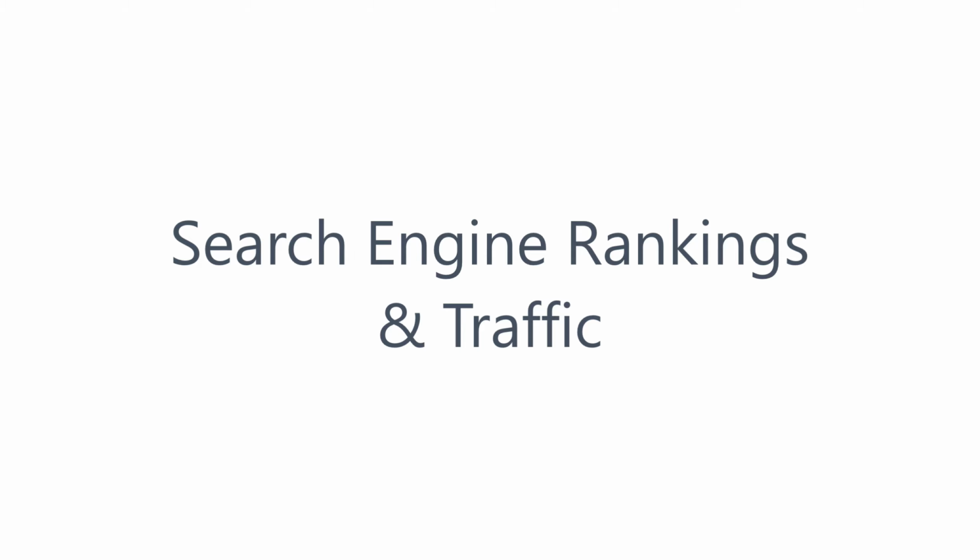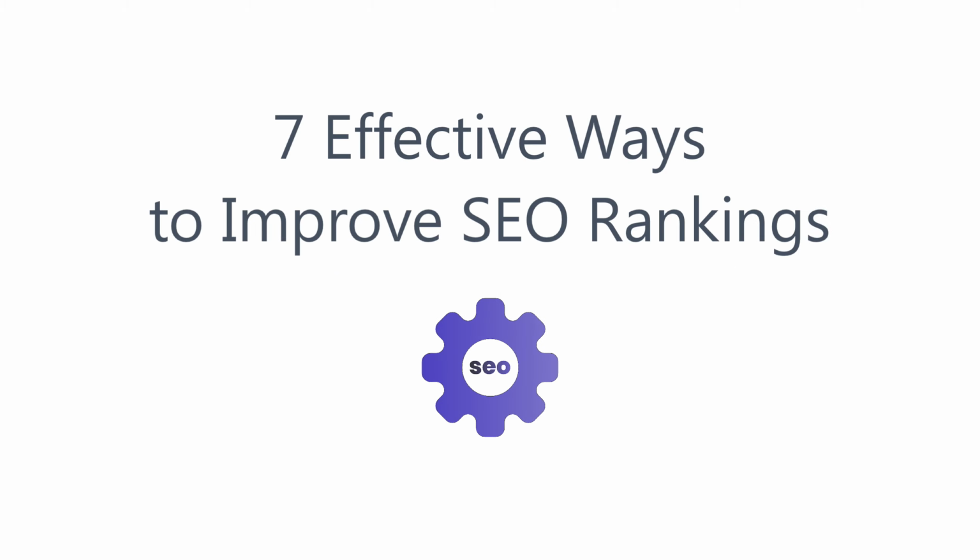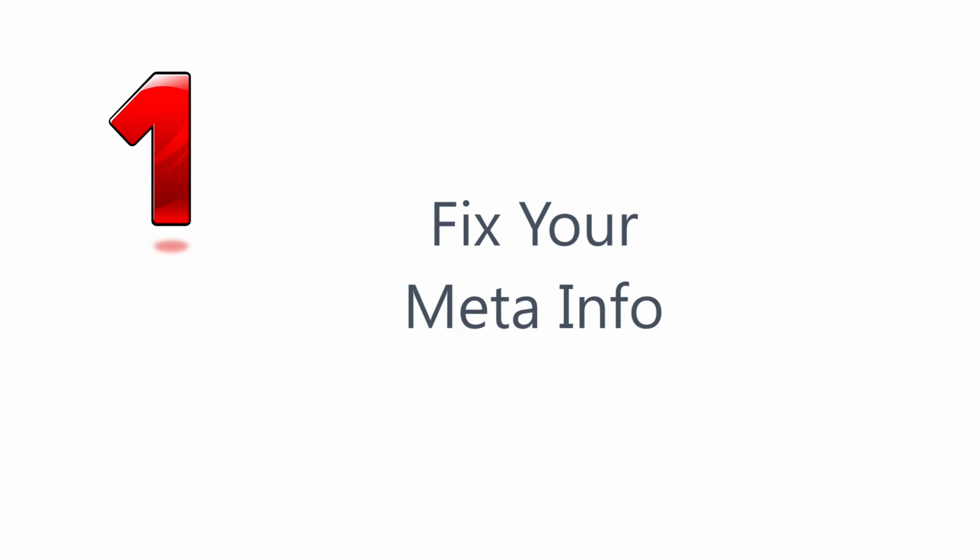Don't worry, this is a very common problem. Such pages can be referred to as stagnated content, but there are ways to fix them or improve their rankings, and that's what I'll quickly show you here today. In this video, I'll go over 7 effective ways to improve SEO rankings, and therefore organic traffic, for this stagnated content with unfulfilled potential. Number 1, fix your meta information.